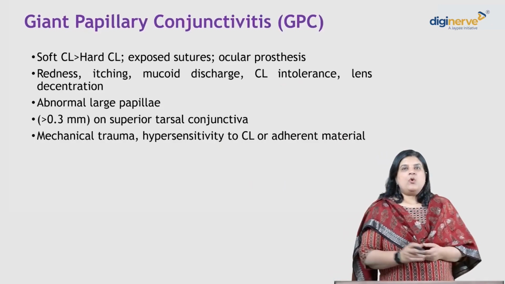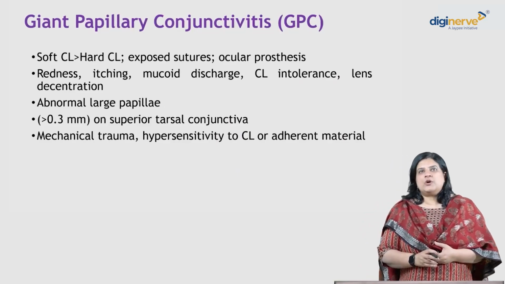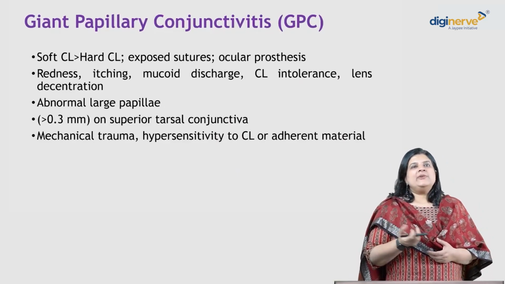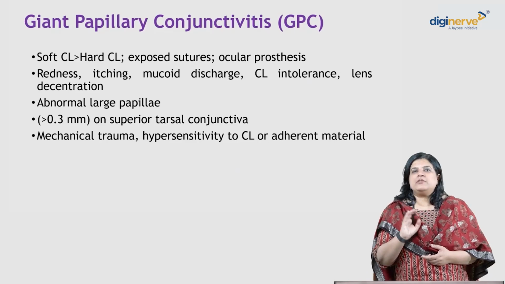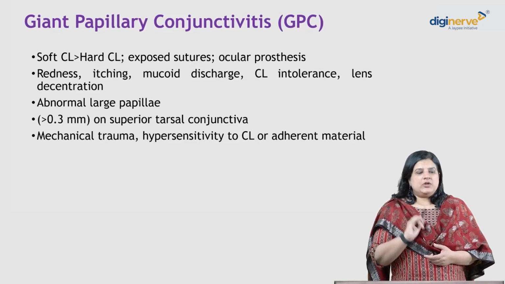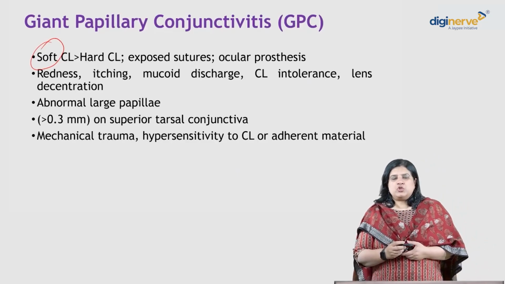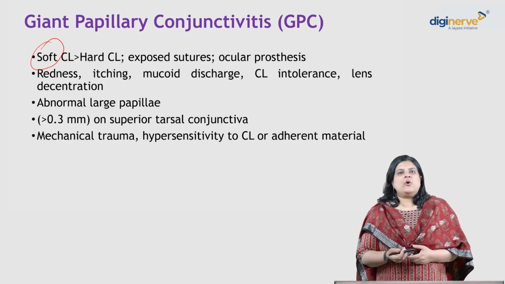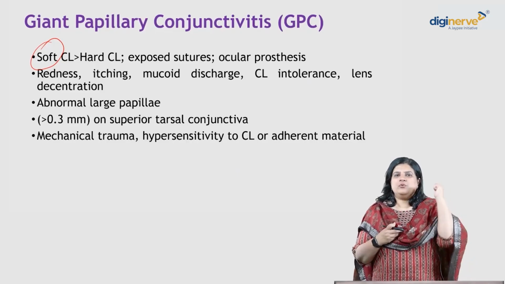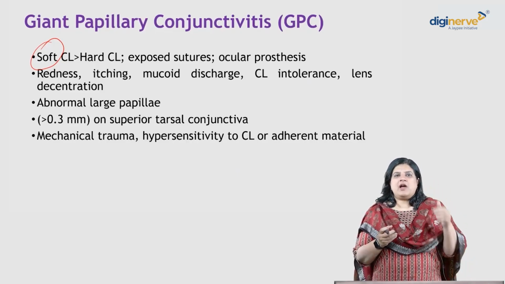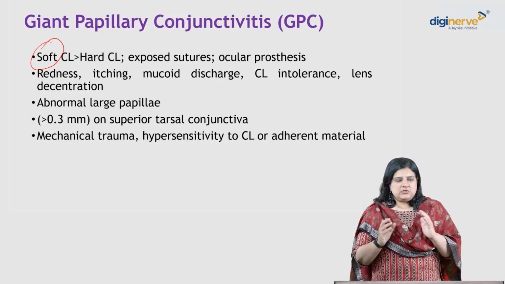So let's know a little bit more about giant papillary conjunctivitis. It's quite commonly seen in patients who use soft contact lenses, although on face value it would seem that hard contact lenses are more likely to rub along the palpebral conjunctiva and result in conjunctival irritation, but that's not the case. They are more commonly seen with soft contact lenses, or if there are any exposed sutures, or if the patient is wearing an artificial eye or an ocular prosthesis. They lead to redness, severe itching, mucoid discharge, and rubbing makes it even worse, because when they rub, there is more release of inflammatory chemokines and the cycle doesn't just take a break.